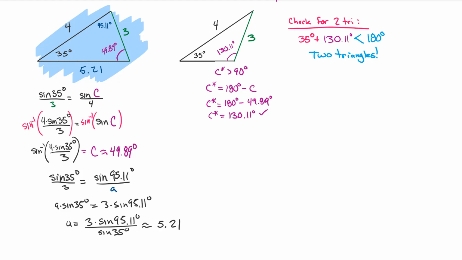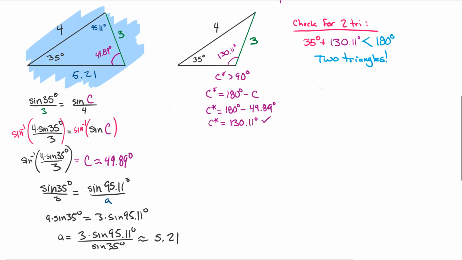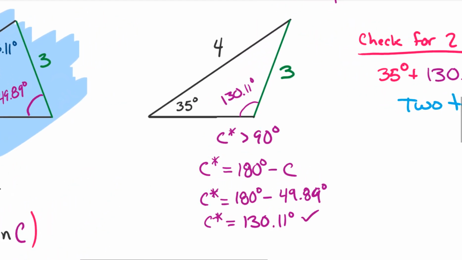But that's only one. We have to solve the other. We've already done the hard work, so we're just going to do the same process. We have to get this angle right here, angle A, and then side A. We get angle A for free, don't we? That's 35 plus 130.11, and you take that away from 180, and you're left with 14.89 degrees.